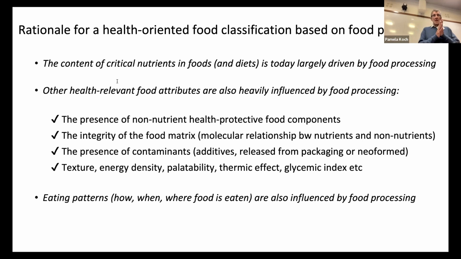But there are others, because it's not just nutrients. What modern nutrition science knows today is that nutrients are just a part of the components of a food that can influence health. What are these other health-relevant food attributes that are also influenced by food processing? First, the presence of non-nutrient health protective food components.